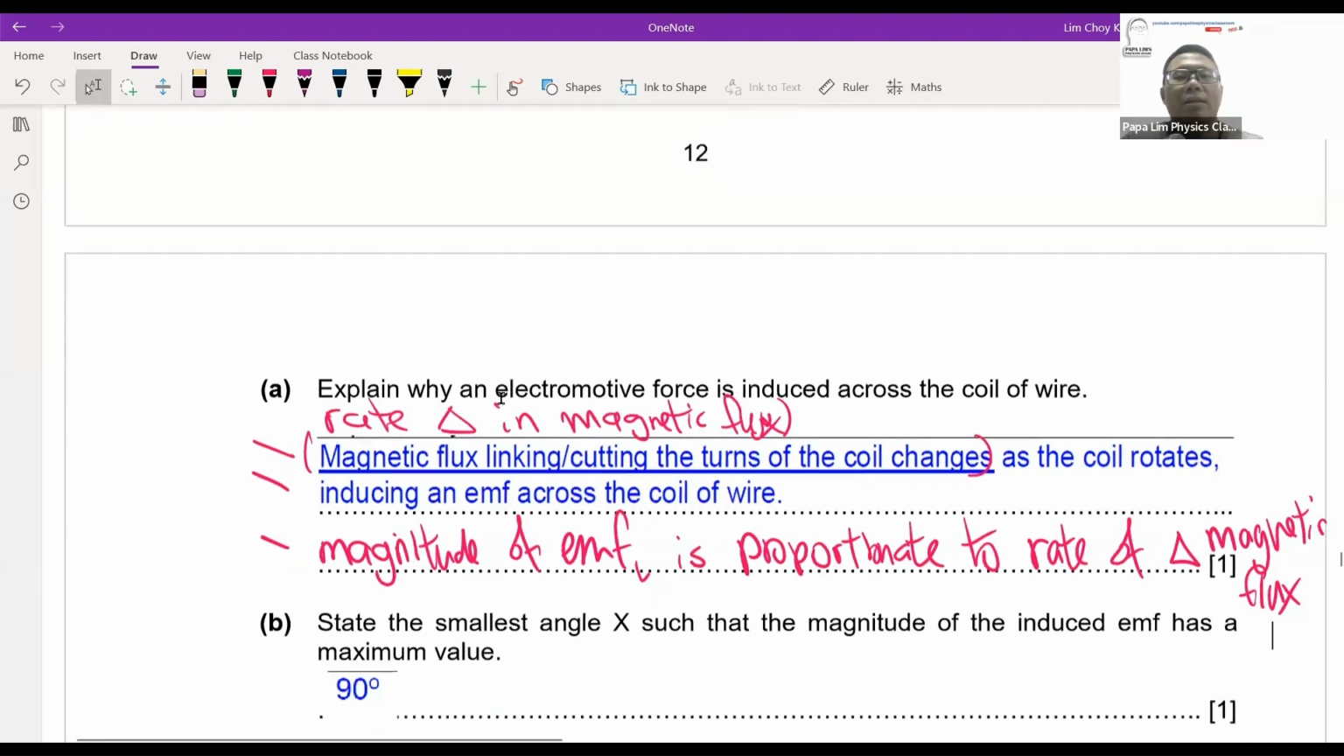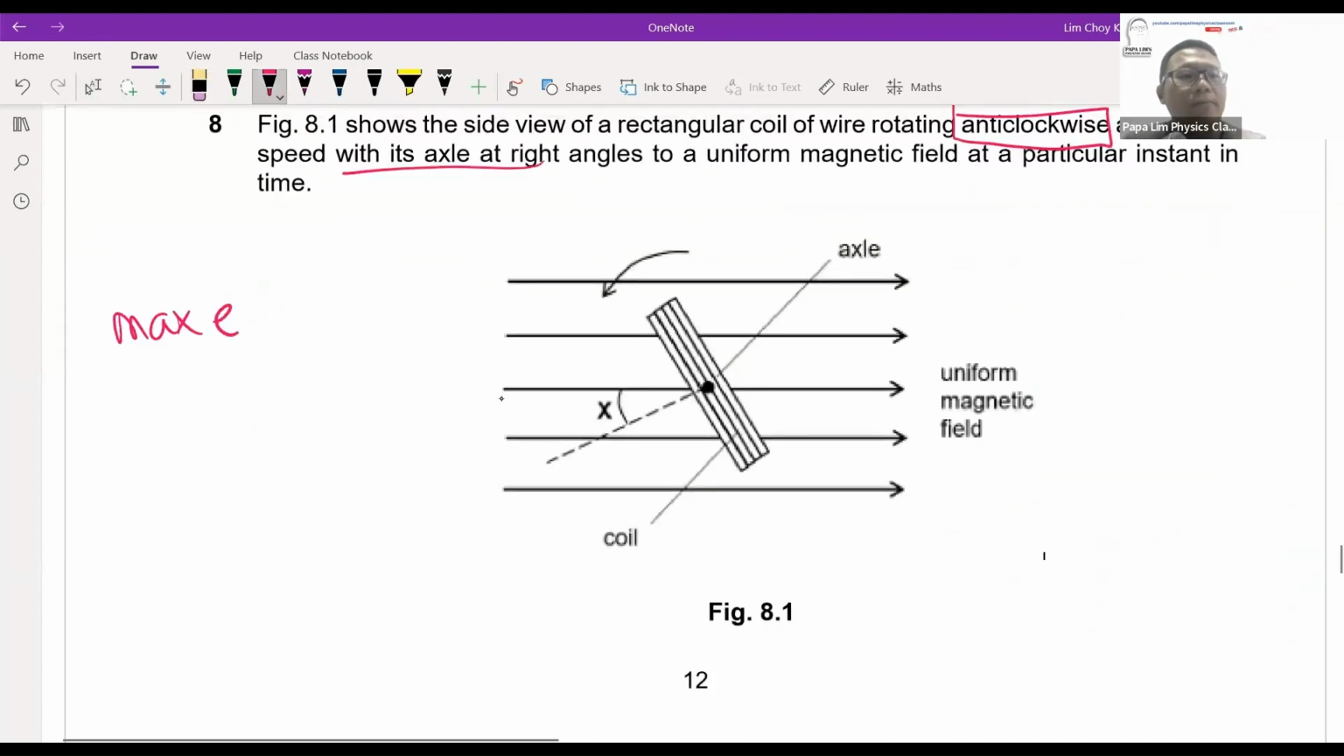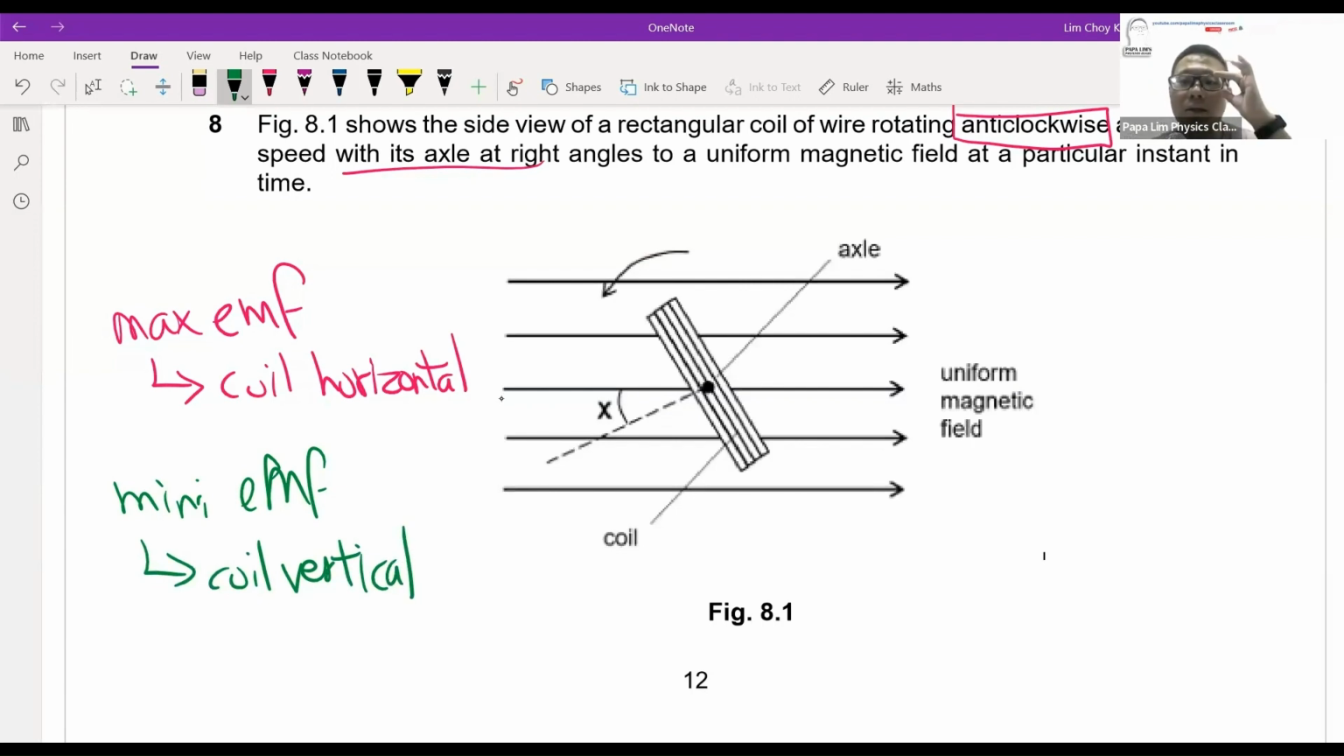Now, state the smallest angle such that the induced EMF has the maximum value. Maximum EMF. Okay, the orientation should be that the coil is horizontal. And when we have minimum EMF, what's the orientation? The coil has to be vertical. Okay, so these are the two orientations that we have to take note of when we look at the EMF induced. For the maximum EMF, the coil has to be horizontal.